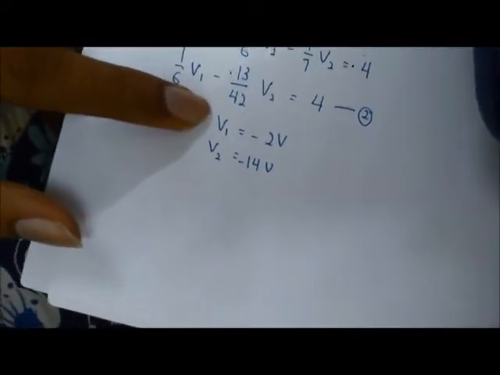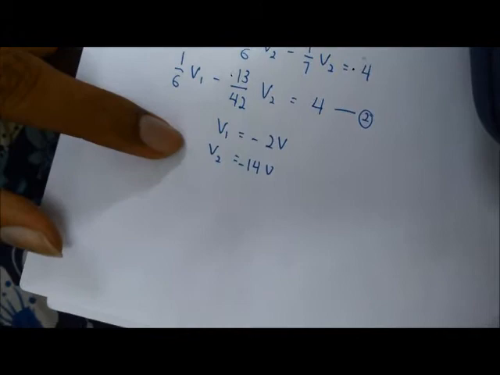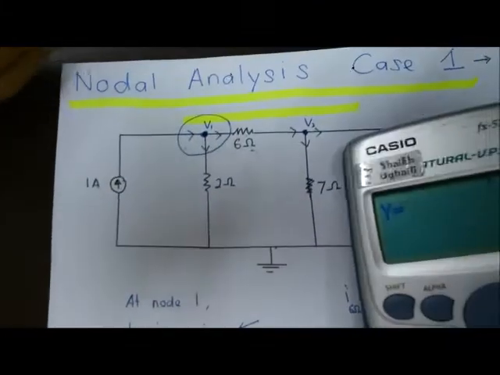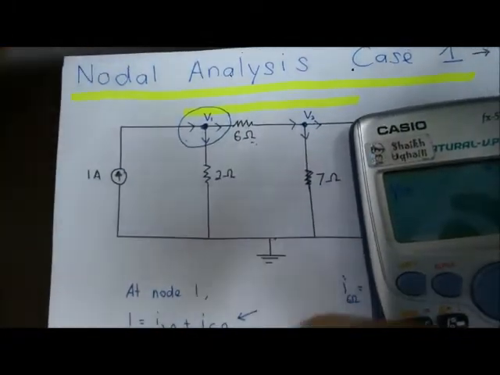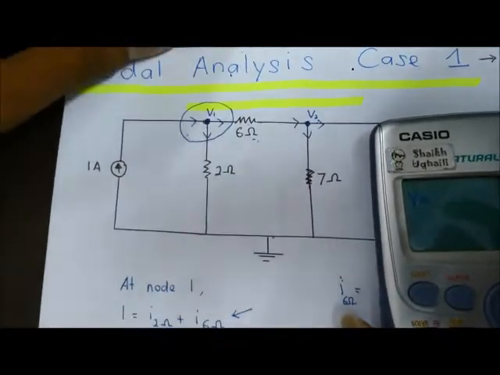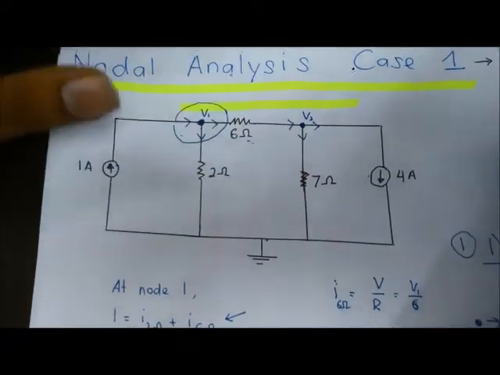So finally we got V1, which is X, equals negative 2 volts, and V2 equals negative 14 volts. Which means the voltage goes in the opposite direction. It behaves oppositely, not following the nature of the circuit itself. So we are done for case 1.